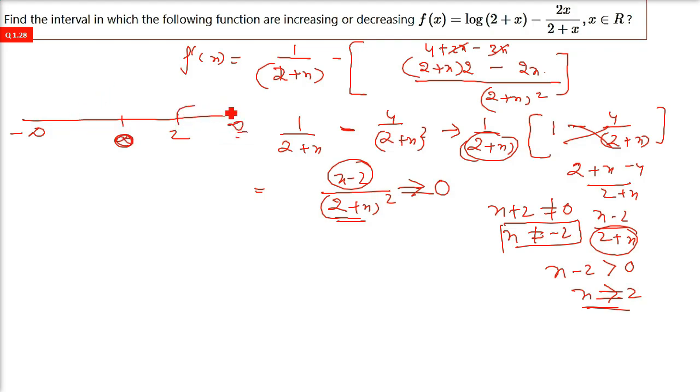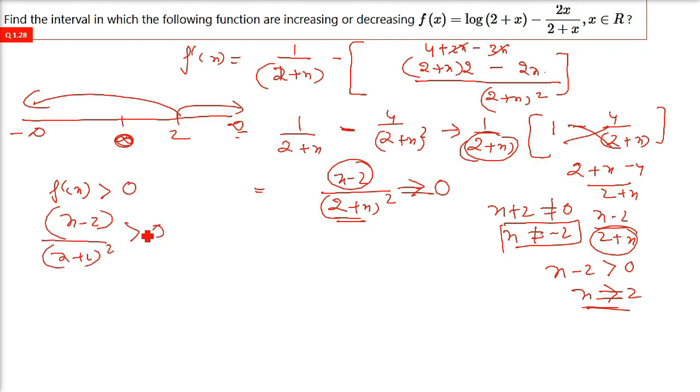Anything greater than 2 goes to infinity, and anything less than 2 goes to negative infinity, that is on left and right. That is the point where it is increasing or decreasing. So we have f dash x greater than 0. That means x minus 2 divided by x plus 2 whole square should be greater than 0. So x minus 2 should be greater than 0. You just forget about the denominator, because if you multiply both sides by x plus 2 whole square, you are going to get 0 anyways. So x should be greater than 2. Anything greater than 2, that means 2 to infinity.